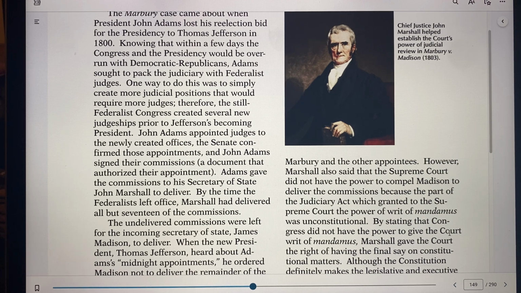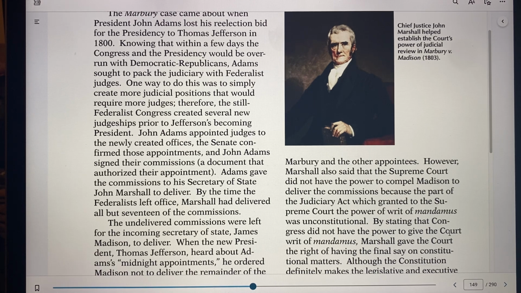And so then John Adams signed their commissions and he gave them to the Secretary of State, who also would become the Chief Justice, John Marshall, to deliver. So Marshall delivered all but 17 of the commissions, and they were left for the incoming Secretary of State to deliver. And so Thomas Jefferson heard about this. He's coming in, and he said, these were like midnight appointments. You know, they're packing the courts before I even become president. So he ordered his Secretary of State, which was then James Madison, James Madison would become the fourth president, anyway, James Madison, not to deliver the remainder of these to the Federalists and give them their jobs.